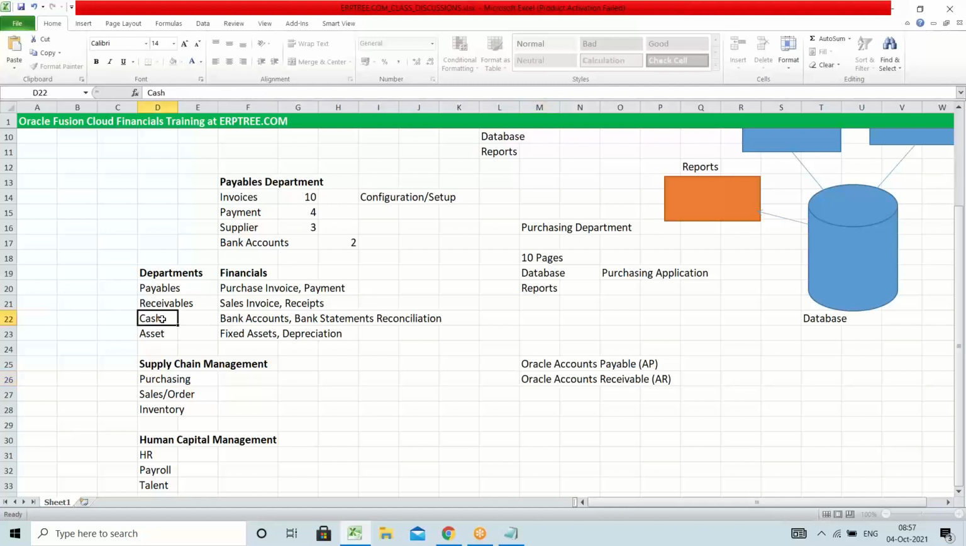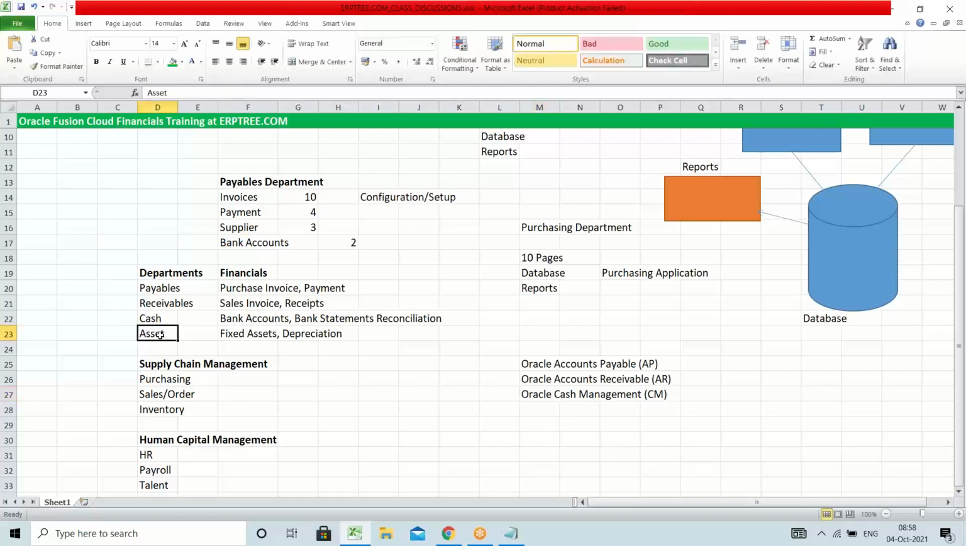So the cash department, what is its purpose? Bank accounts creation and bank statement reconciliation. What is bank statement reconciliation? Anyway, we'll discuss. They have to maintain the bank accounts. For the cash department, Oracle is providing an application called Oracle Cash Management, CM. Take the name as CM. Later we'll discuss that there is another short name also. The cash department's responsibilities are bank account maintenance and bank statement reconciliation, and to do those activities, Oracle is providing Oracle Cash Management.